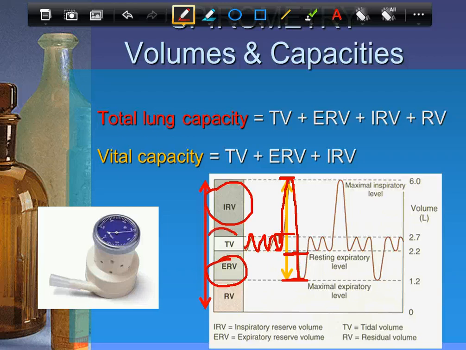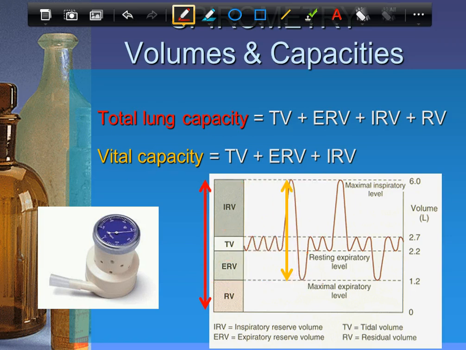Okay, those three numbers, IRV, TV, and ERV, from here to here, that's called vital capacity. So if you take your max amount of air and then you blow it out as much as you can, from there to there is vital capacity, sorry about that. By the way, in case you're wondering why some are called volumes and some are capacities, capacities are combinations of volumes. Now, vital capacity is this orange-yellow arrow space that you see here.